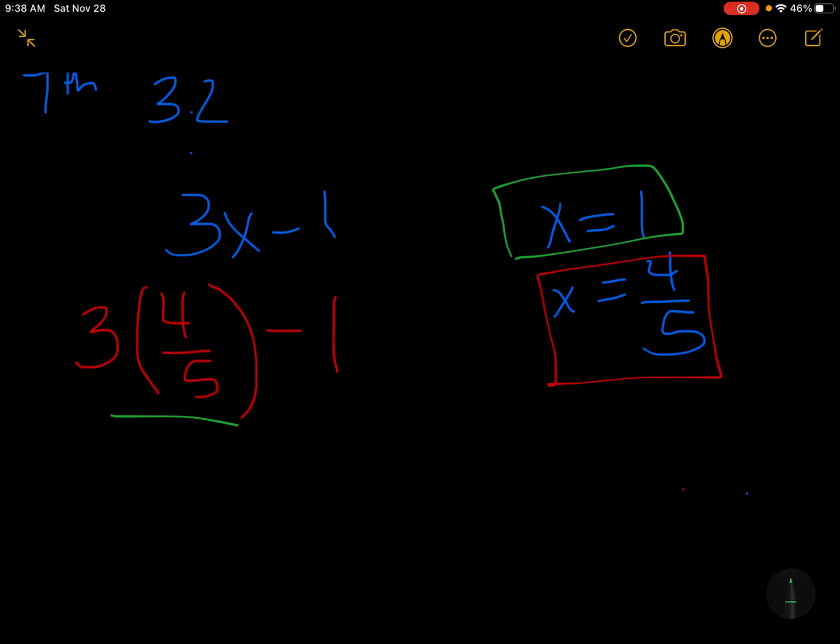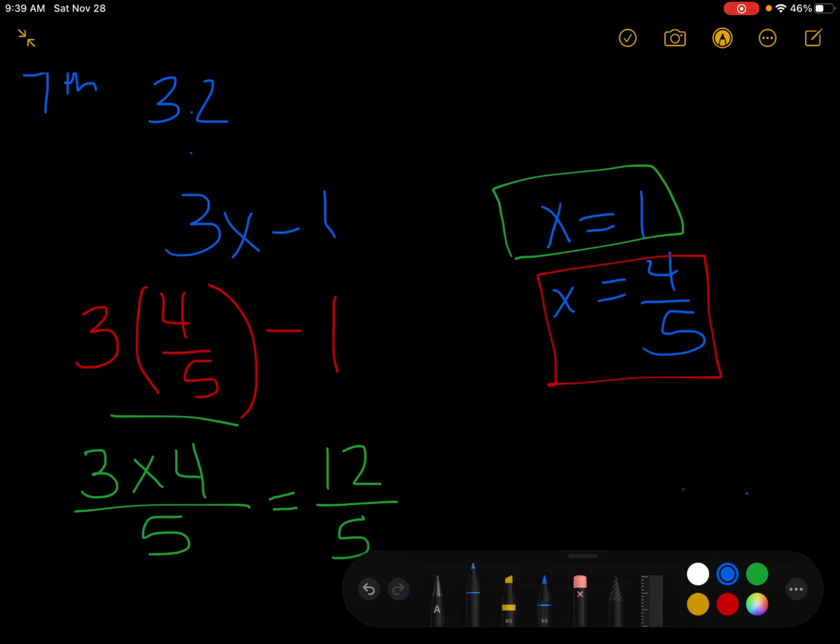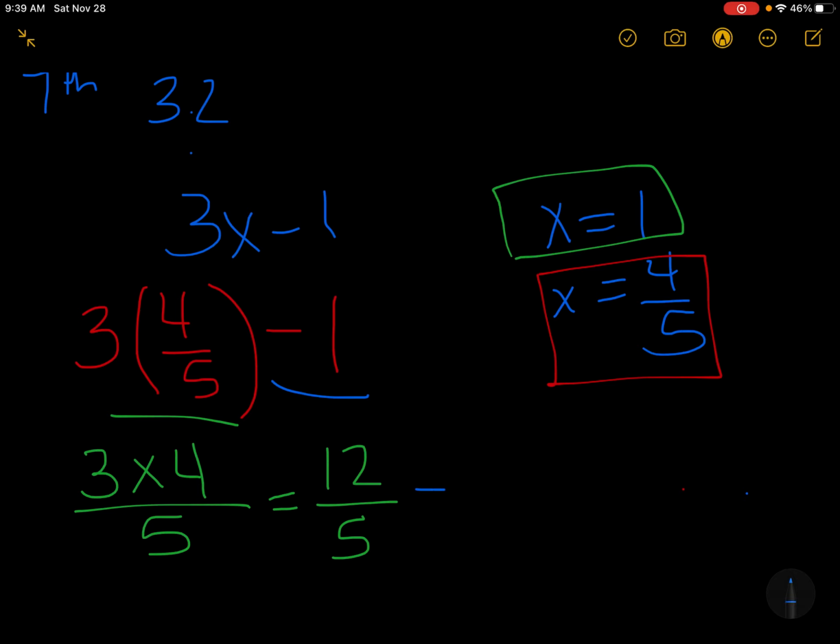We're going to solve this here. We can solve that by putting the 3 as our expression in the numerator. All right, so 3 times 4 is 12. 12 over 5. And then we can go ahead and write the rest of the problem down. This is the only part that we're missing. And we're going to subtract 1 from this.